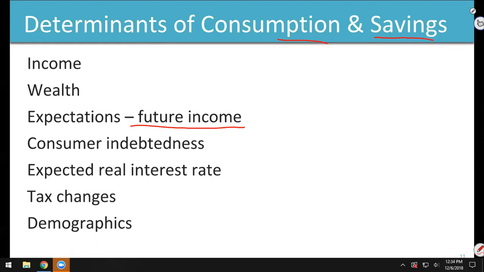Right. Or, Preston, realistically, you think next week they're about to fire you. Is that going to change how much you save now? Is that going to change how much you spend now? Yeah. So your future expectations of your income are going to be driving how much you can save and how much you can spend. If he thinks he's going to lose his job next week, he's going to save more and spend less now because he's saving for a rainy day, since he doesn't know how long he's going to be at work.